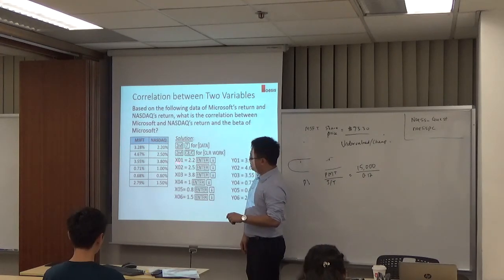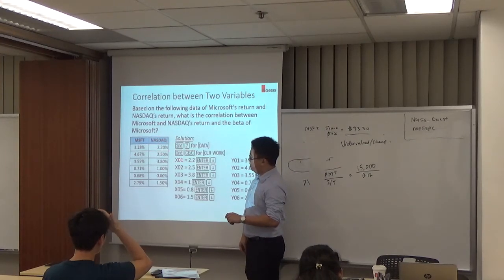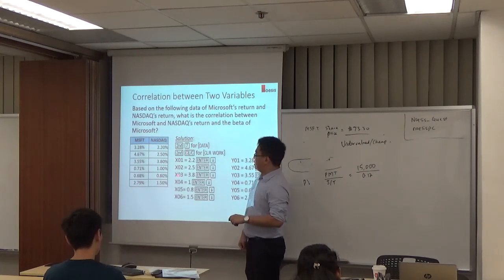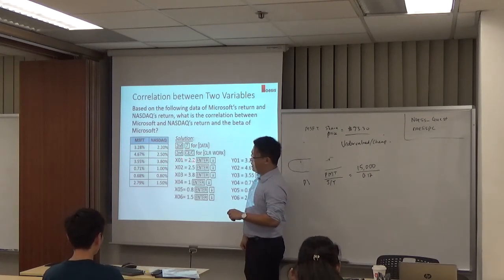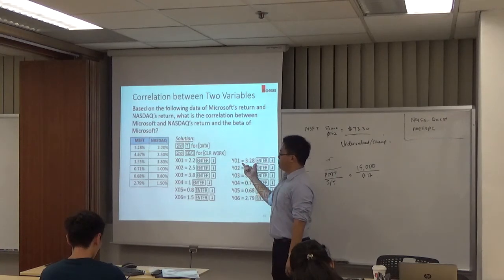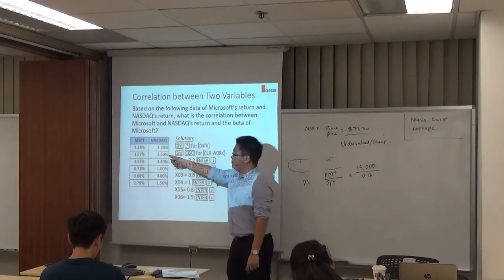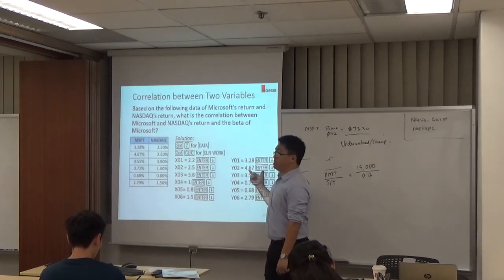So again, just to repeat, for X, Nasdaq's return will be under X, Microsoft's return will be under Y. Okay, so for Nasdaq, I'll put 2.2 here. 2.2, enter. Then next part, when you scroll down, Y01 will be 3.28, enter. Then X02, again 2.5, Y02, 4.67.